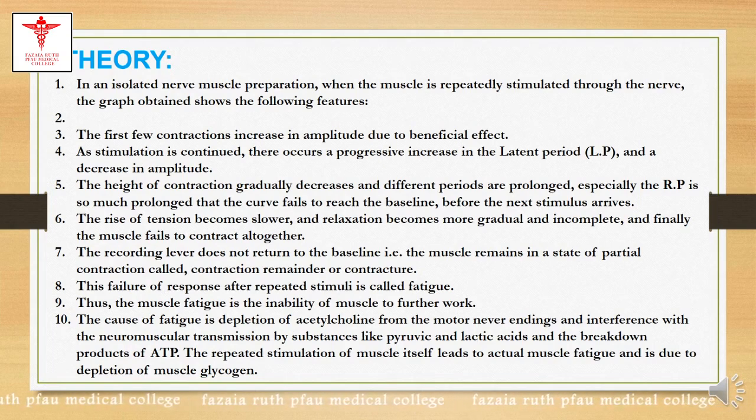The height of contraction gradually decreases, and different periods are prolonged, especially the relaxation period, which is so much prolonged that the curve fails to reach the baseline before the next stimulus arrives. The rise of tension becomes slower and relaxation becomes more gradual and incomplete. Finally, the muscle fails to contract altogether.